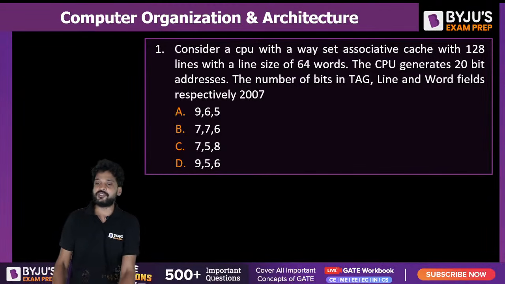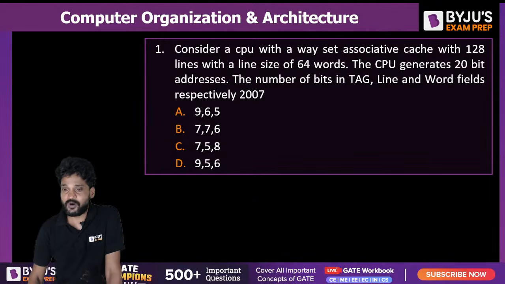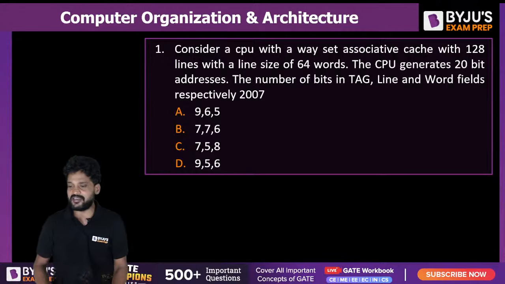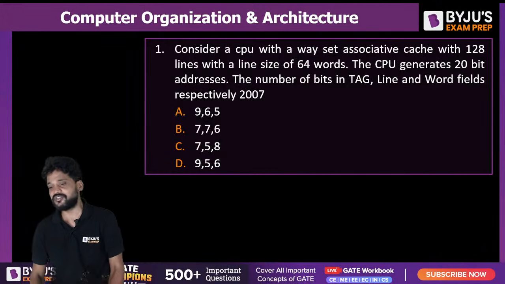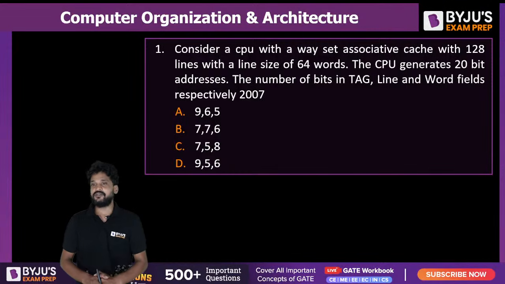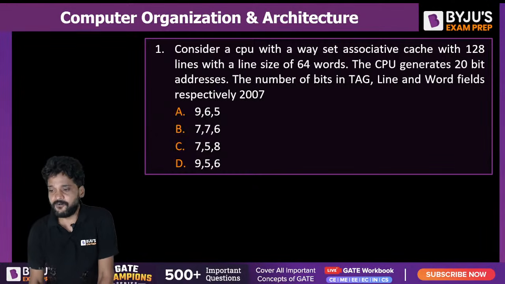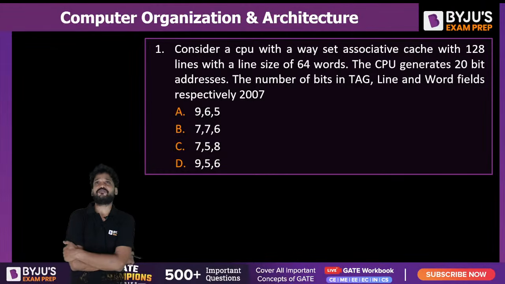Here it goes, the first question on your screen. Consider a CPU with a 4-way set associative cache with 128 lines with a line size of 64 words. The CPU generates 20-bit addresses. The number of bits in the tag, line, and word fields respectively. This question was given in 2007, as is on the screen. The question once again for you guys: consider a CPU with a 4-way set associative cache with 128 lines with a line size of 64 words. The CPU generates 20-bit addresses. The number of bits in the tag, line, and word fields respectively.